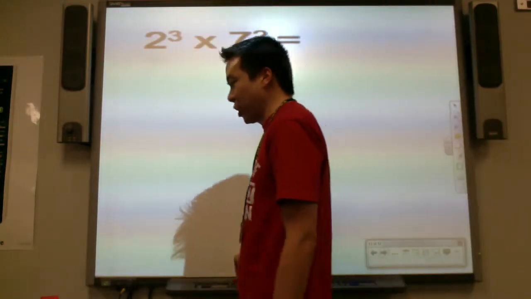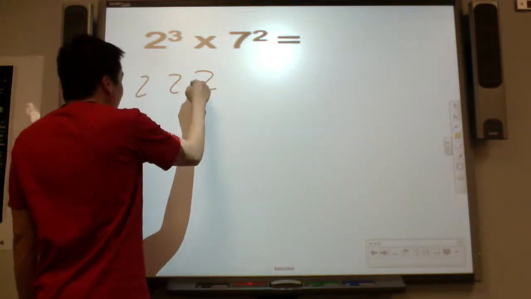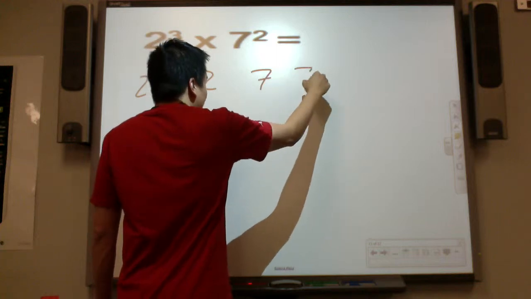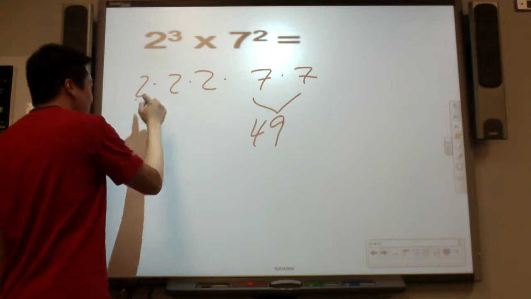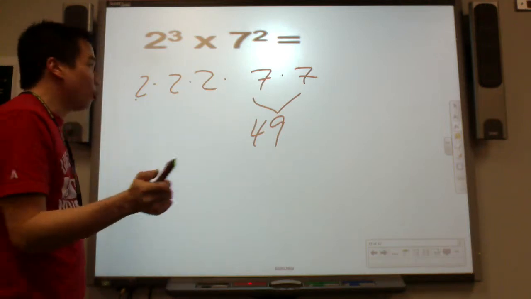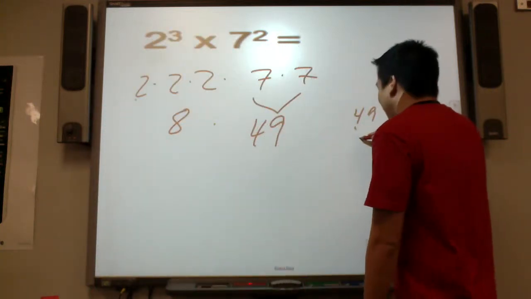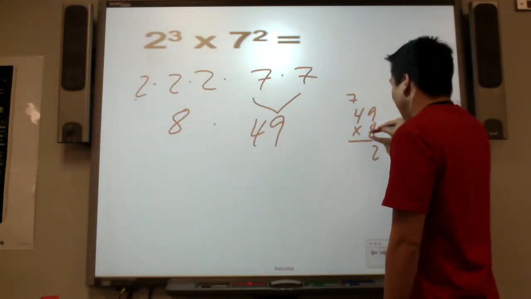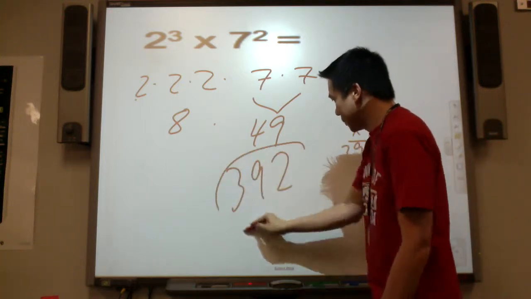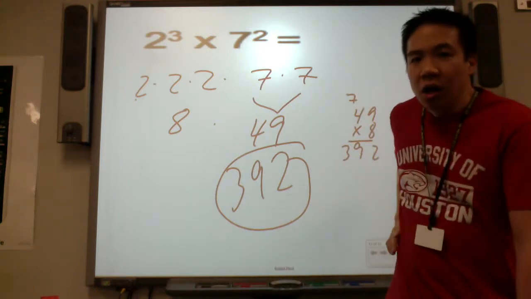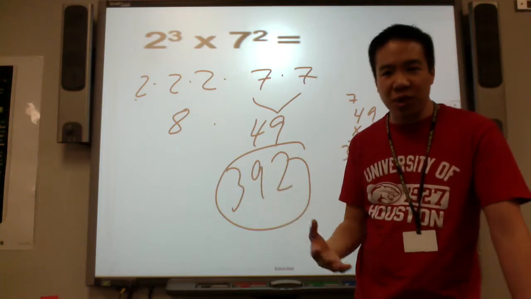So let's try our last example of prime factorization: 2 cubed times 7 squared. Can you generate a value for this? So you have 2 as the base, you write it 3 times. 7 is the base, you write it twice. So I know 7 times 7 is 49. 2 times 2 is 4. 4 times 2 is 8. So what is 8 groups of 49? 392 is the answer.